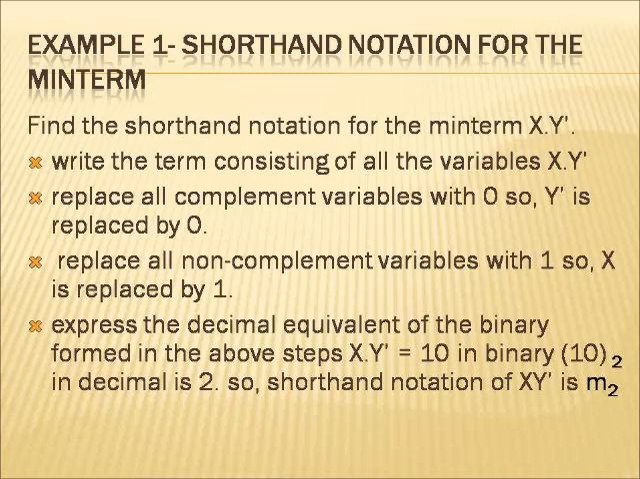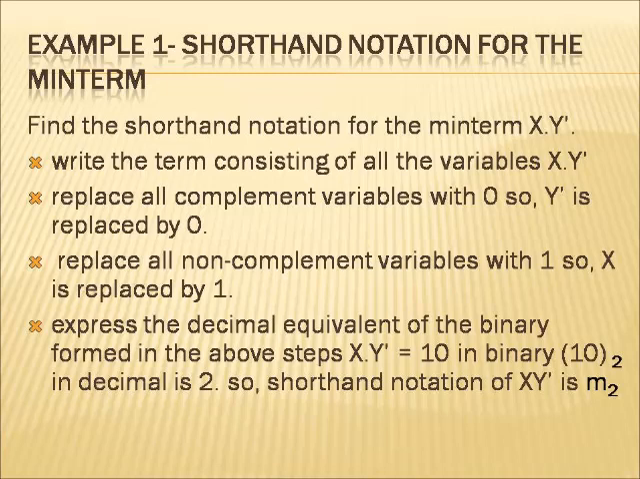Okay, here you can see how we can represent the shorthand notation for a min term. So the given min term is x dot y bar, right? So we know that in the case of a min term, a variable in the normal form means it is equal to 1. When a variable is in the complement form, that is here in this case y bar, the corresponding value is 0.